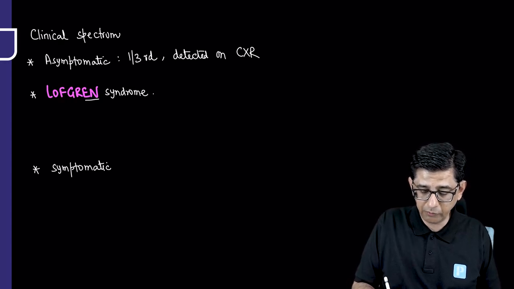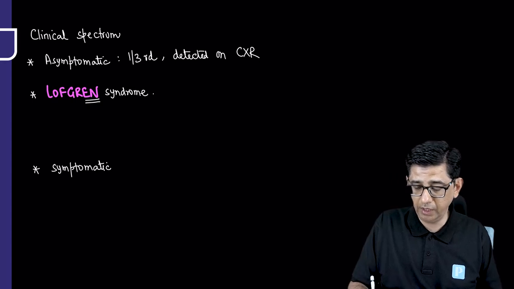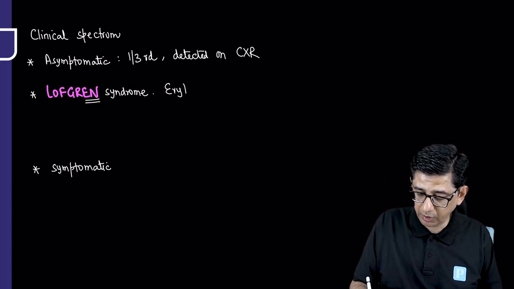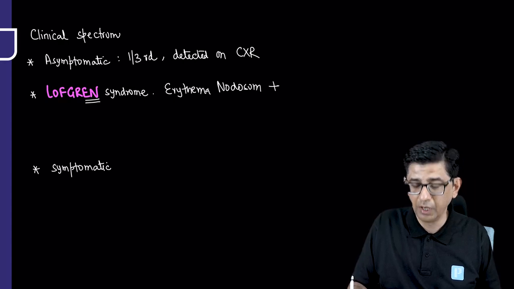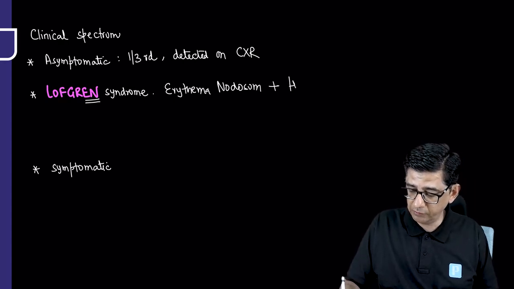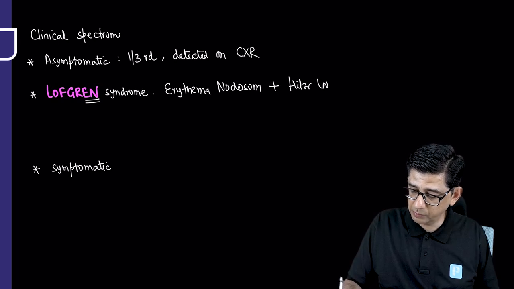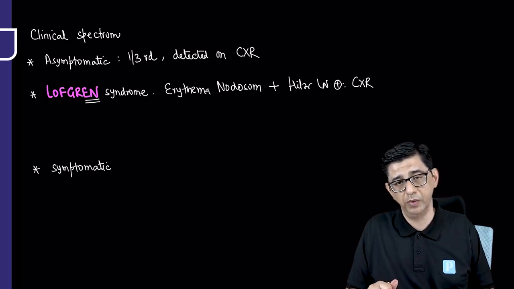For Lofgren syndrome, I would like you to pick up two alphabets in the end, that is EN, to take care of the dermatological manifestation, which would be seen on the shin of these patients, that is erythema nodosum. And along with this, there would be a hilar lymphadenopathy, which would be visible on a chest X-ray as well, though these patients may be initially asymptomatic as well.